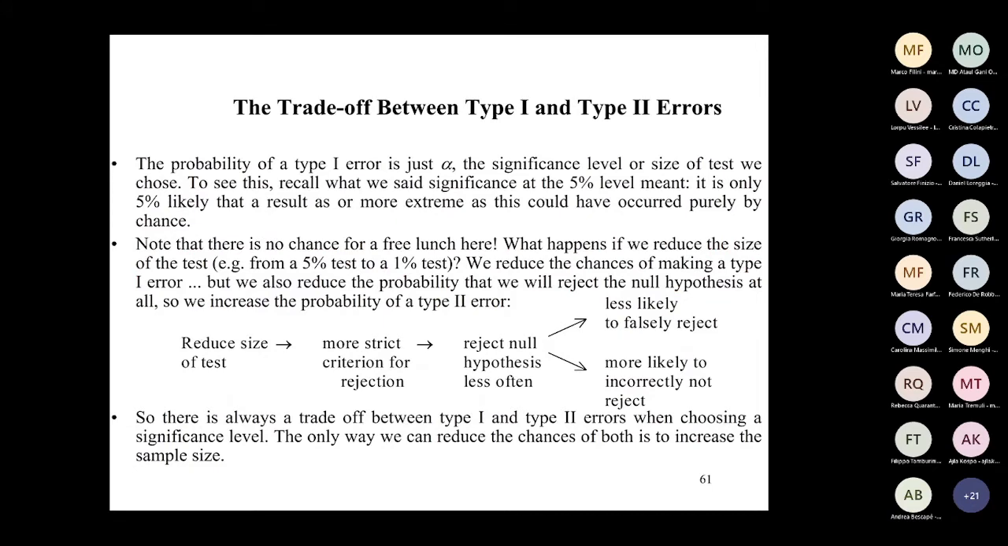There is always a trade-off between type 1 and type 2 errors. And the best thing we can do is to increase the sample. So the best solution is to increase the sample size. That's why having a large sample size is the best.